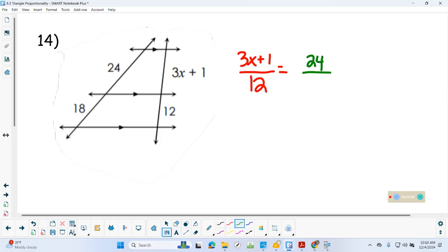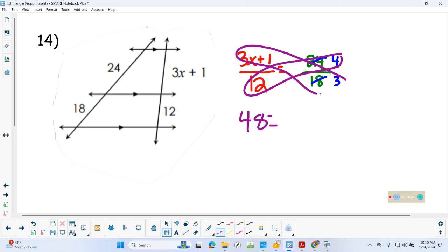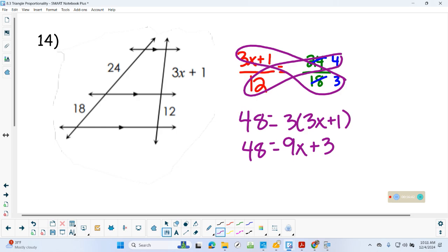Now, you could reduce 24 and 18. I'm going to do that. It just makes my life easier. 6 goes into both of them. You don't have to reduce, I just like to so I don't have to get the calculator out. Cross products: I can do this diagonal in my head, 4 times 12. I'm going to take 3 through 3x plus 1, distributing 3 times 3 and 3 times 1. I'm going to subtract 3 over. X is 5.